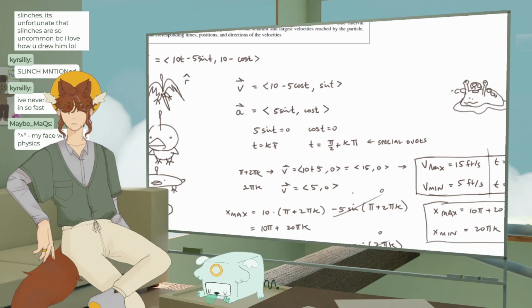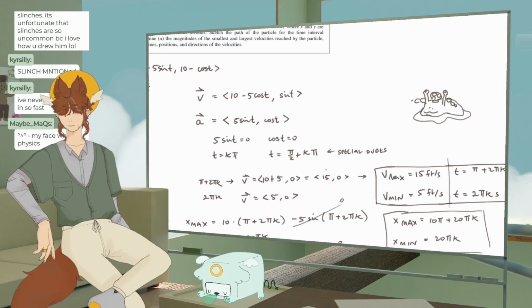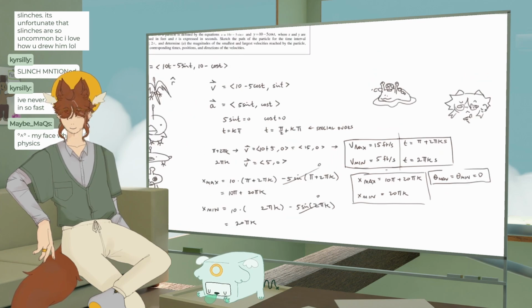Okay, so to do that, we need to do a little angle. Oh wait, we don't actually need to do that much because we already found what the velocities are. So, wait a second. We're getting trolled here. 15, 0. The velocity is pointing this way. The angle's 0 for both times. Theta max equals theta min equals 0. They're trolling us. What are they doing?